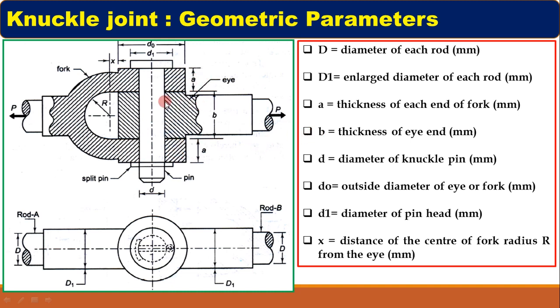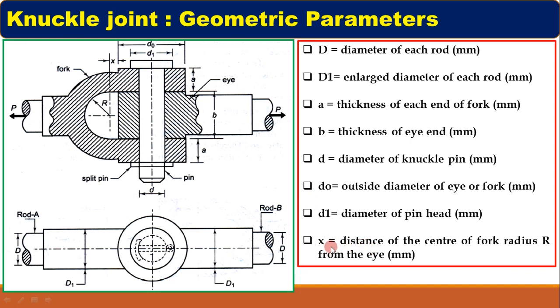Then small b is the thickness of this eye end. Then small d is the diameter of this pin, which is inserted into the common hole of the fork ends and eye end. Then D0 is the outside diameter of this fork end and eye end. So this eye end and fork end have a feature like a hollow cylinder, and the outer diameter of the fork end and eye end is the same. Then D1 is the diameter of the pin head.